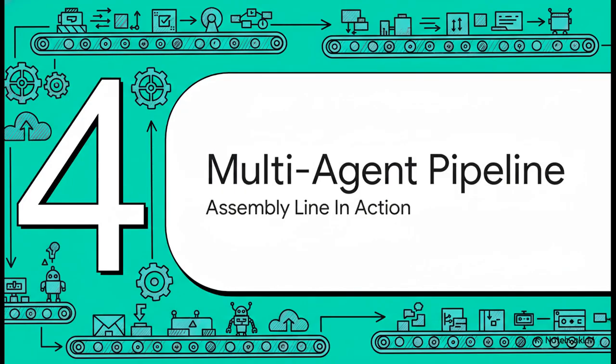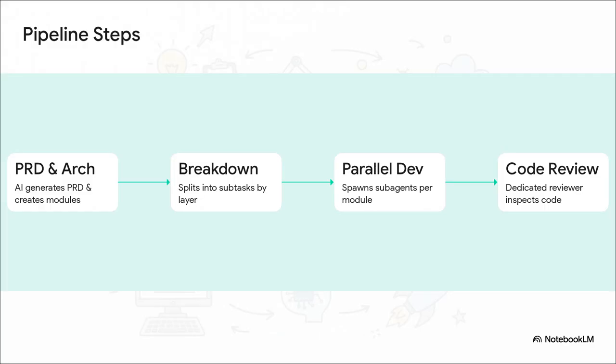Let's jump to section 4, the multi-agent pipeline. This is where we wire it all up and see the assembly line in action. Here is your pipeline doing its thing. First, the AI generates the product requirement document and outlines the architecture. Next, it logically breaks those stories down into API, database, and front-end tasks.